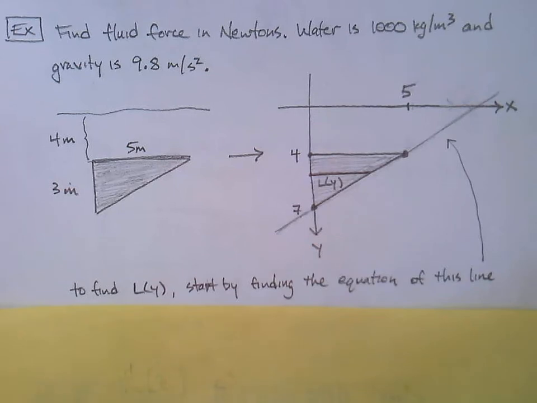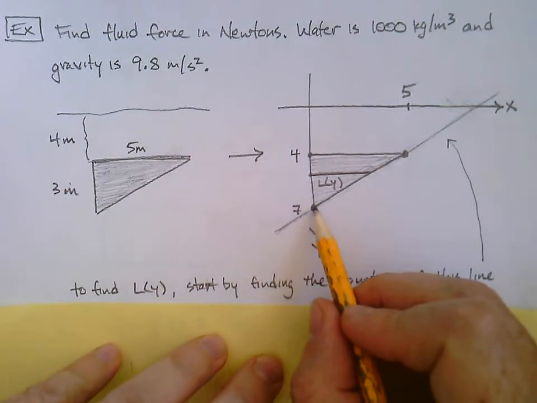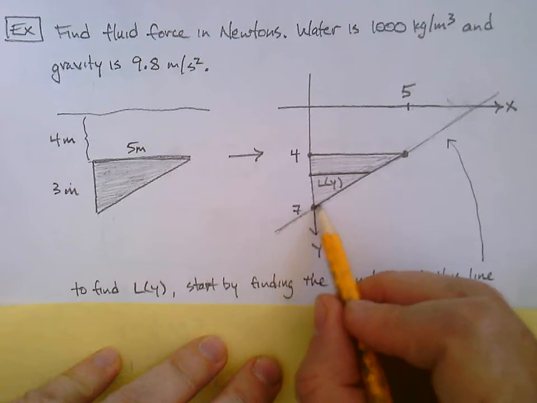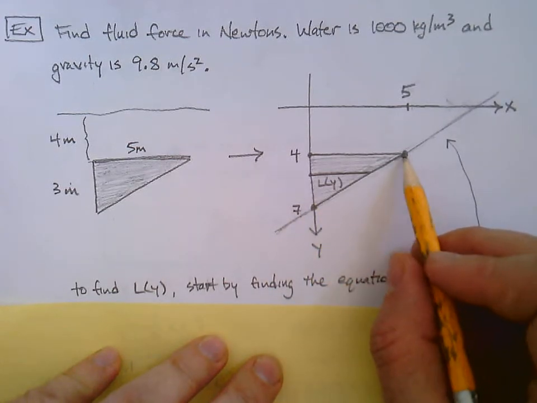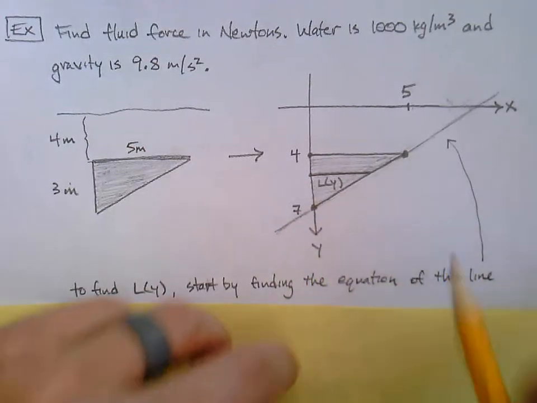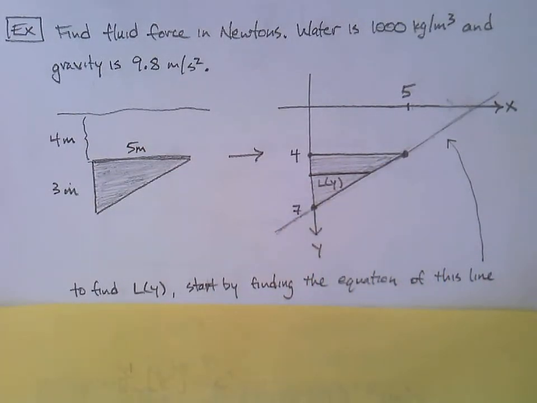So our slope is -3 over 5. If that's throwing you off a bit, you could always use the formula for slope, right? This is the point (0, 7). This is the point (5, 0), or excuse me, (5, 4). So you could use (0, 7) and (5, 4), y2 minus y1 over x2 minus x1, right? You could find the slope that way, and you'd find it to be -3 over 5.